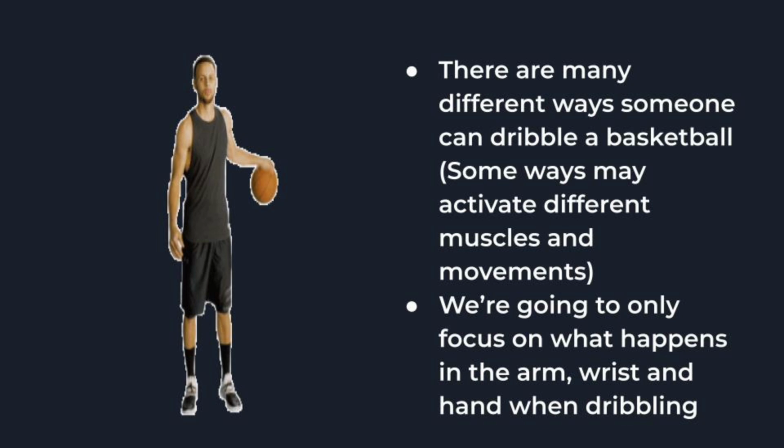There's many different ways someone could dribble a basketball. Those who played basketball would know that there's a bunch of different dribble moves you can do. But those different dribble moves might activate different muscles and movements. But we're only going to focus on what happens in the arm, wrist, and hand when doing just a simple dribble up and down.